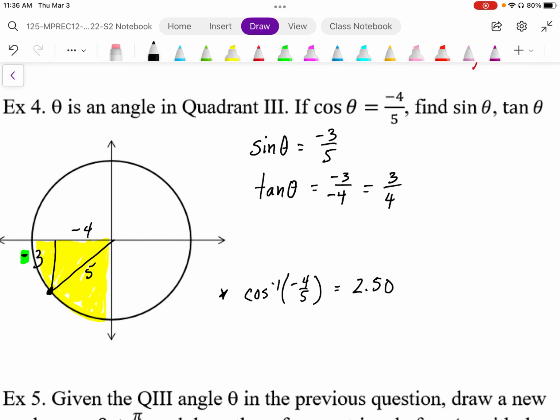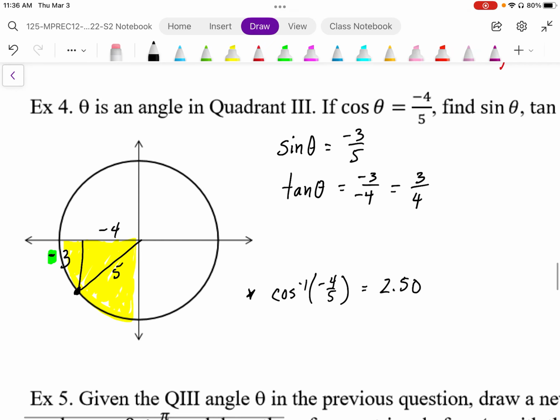Okay, well, 2.50 is in the wrong spot. 2.50 is in quadrant 2 because this is 1.57 approximately. This is 3.14 as a reference. So we're definitely in the wrong quadrant. Okay, I'm just going to draw it here. We're actually over here, right? We've got the symmetrical point.